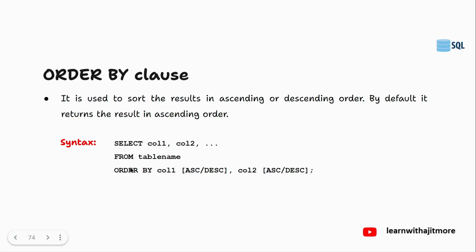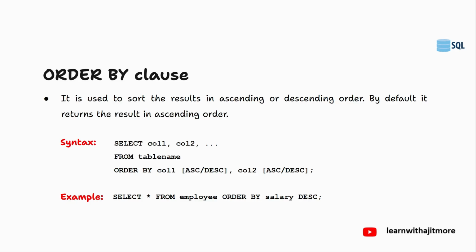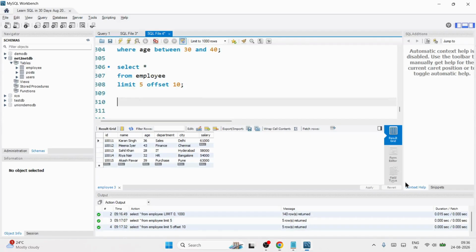ठीक है? Okay. So order by column 1, column 2, then each column different way you can give. Column 1 in ascending, but column 2 in descending. ठीक है? Example you can see. Select star from employee, order by salary, descending. So is it going to arrange all the employee records in decreasing order of the salary? Yes. ठीक है? Multi-column also I'll show you, don't worry.